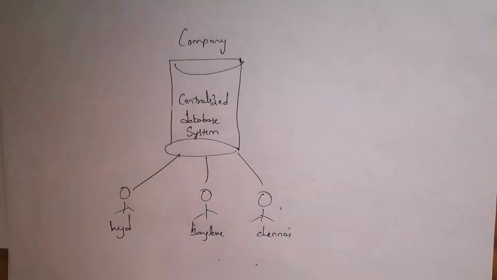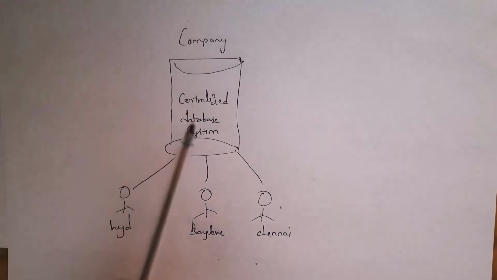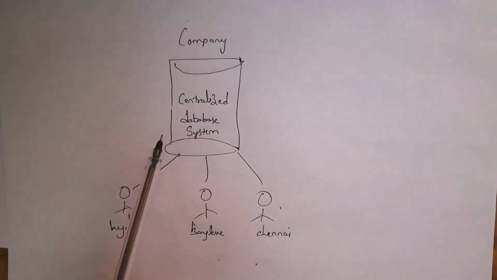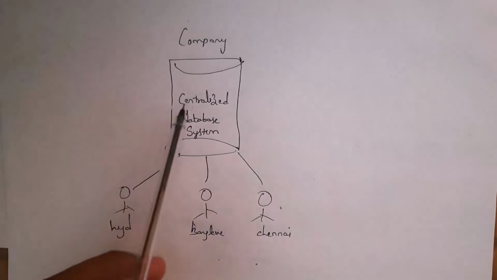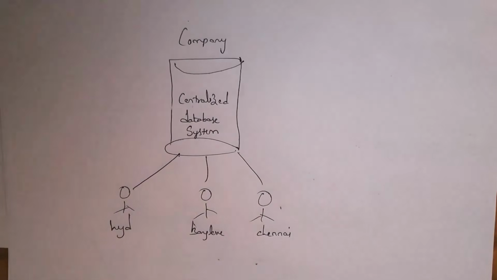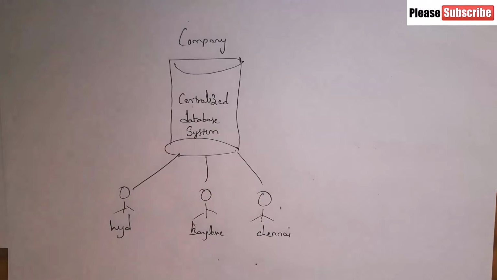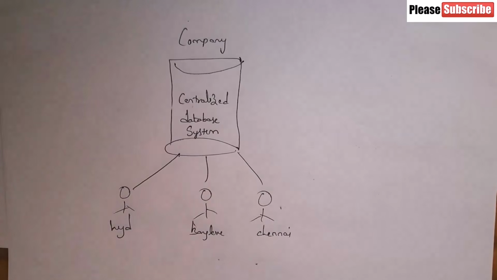For example, there is one software company. The software company contains a centralized database system. Whatever data the software company has, all this data is stored in the centralized database system. For example, there are 3 employees. One employee is from Hyderabad, one from Bangalore, and one from Chennai. By using various applications, all these 3 employees can access the data present in the centralized database system.